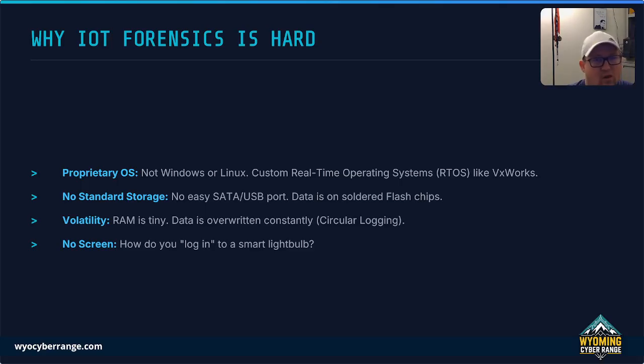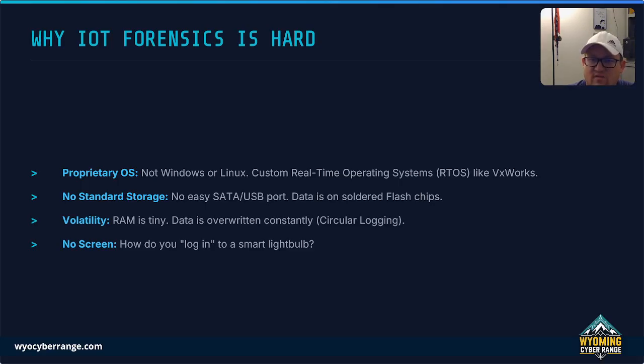They normally store a lot of their operating information in RAM, and it's overwritten constantly via those circular logging systems because there's hardly any storage there, so they have to use what they have. Finally, there's often no screen or UI, meaning you can't just simply log into a smart light bulb to check its configuration. For the exam, know that circular logging is a key concept.